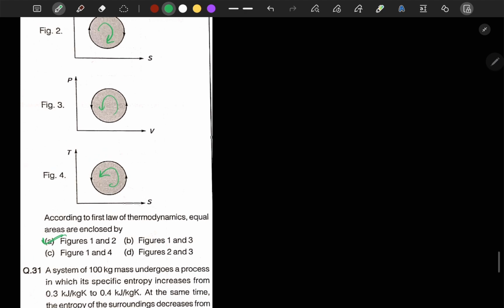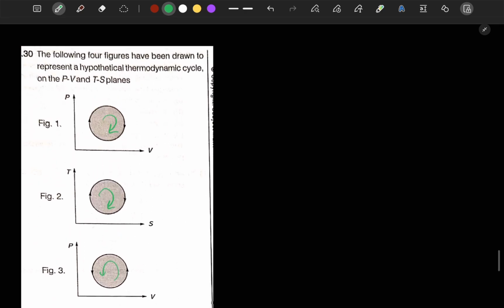And further, figures 3 and 4 also have equal area, because we know that the area enclosed by the cycle in PV diagram or TS diagram gives us the cyclic integration of net Q, or net heat. Net heat or net work done, and both should be mathematically equal.